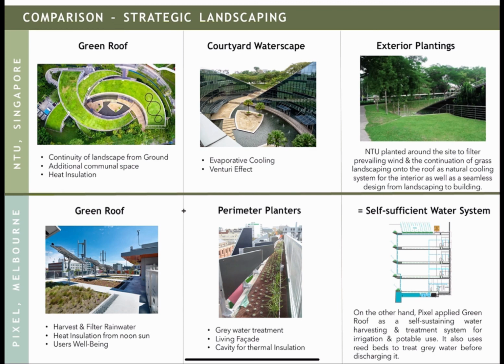On the other hand, Pixel applied the green roof as a self-sustaining water harvesting and treatment system for irrigation and potable use. It also uses reed beds to treat grey water before discharging.